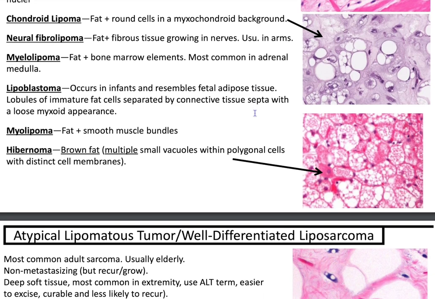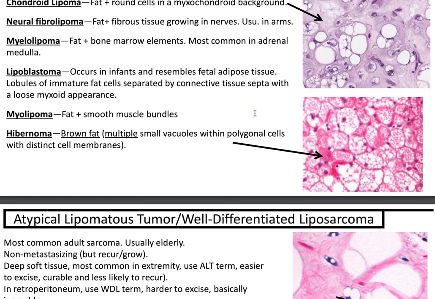Myolipoma, you'll have adipose tissue and smooth muscle bundles. And then hibernoma, I really like this entity histologically. You'll have these brown fat cells that you can see because they have these multiple small vacuoles within polygonal cells with distinct cell membranes.